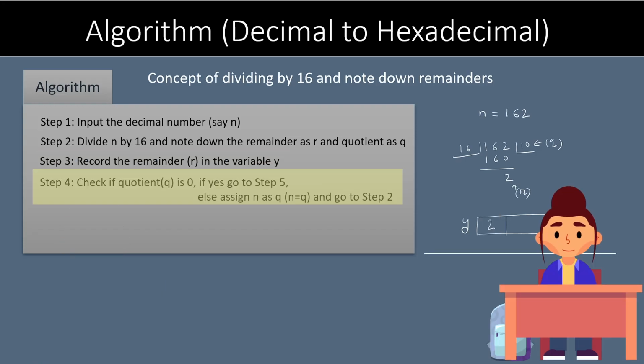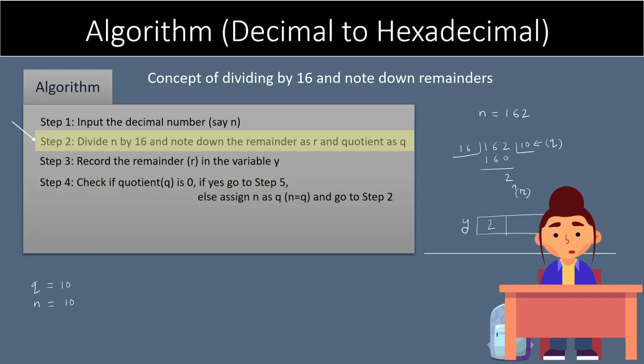Step number 4. Check if quotient q is 0. If yes, go to step 5. Else, assign n as q, that is n equals q, and go to step number 2. Here q is 10, which is not equal to 0. So I assign n as q, that is n now becomes 10, and then I go to step number 2.